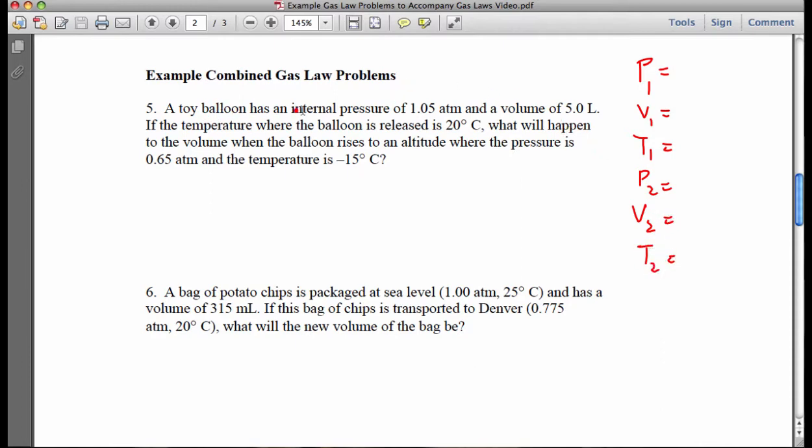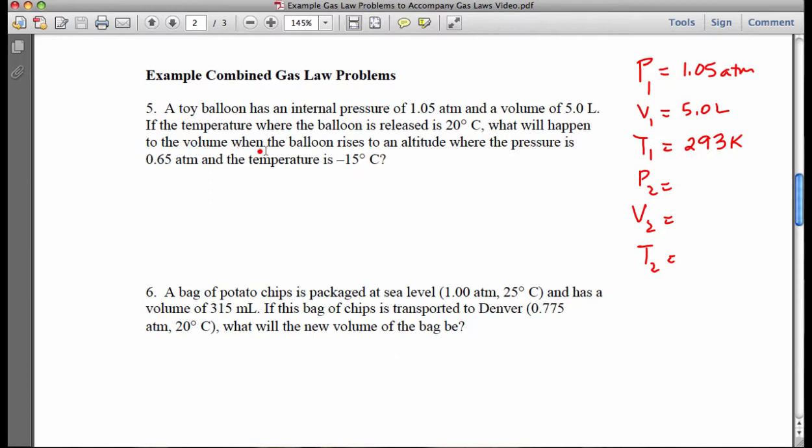All right, so a toy balloon has an internal pressure of 1.05 atmospheres. Atmospheres is a pressure unit, so that must be my original pressure. And a volume, straight up given to you, as 5 liters. If the temperature where the balloon is released is 20 degrees Celsius, so this would be my T1, I immediately convert it to Kelvin, so 273 plus that is 293.